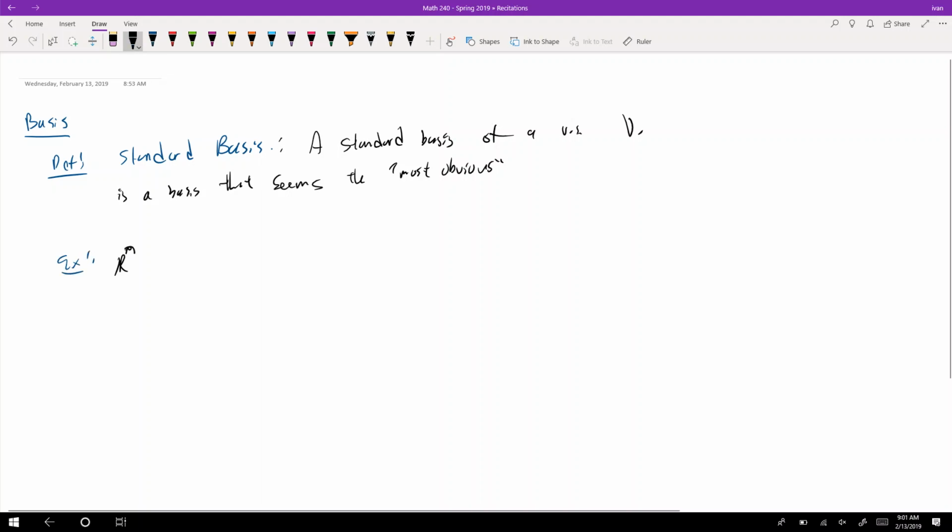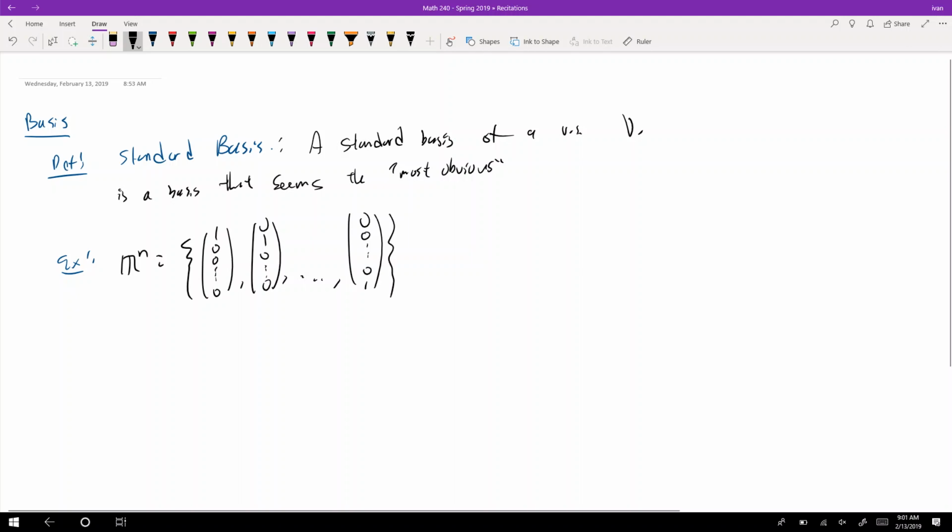So Rn, right? The standard basis for Rn is going to be 1, 0, 0, ..., 0; 0, 1, 0, ..., 0; and then all the way down to 0, 0, 0, ..., 1, right? So pretty obvious that that's what we're going to choose as a basis for Rn.